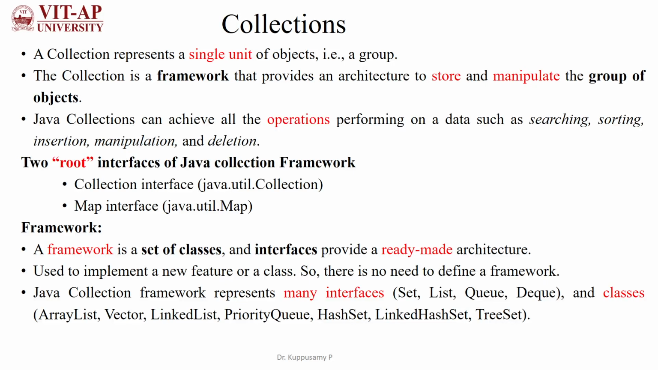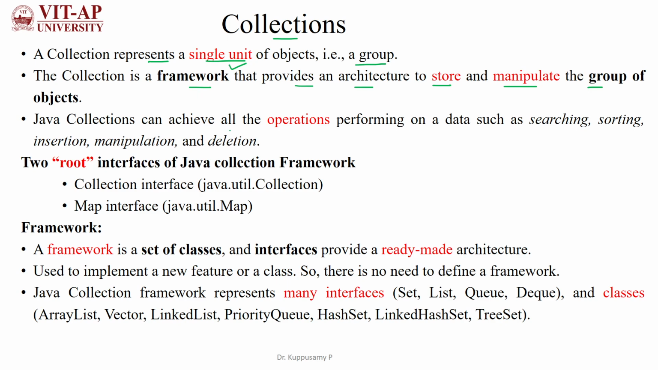Hello everyone, here we will discuss the collections framework in Java. The collection represents a single unit of objects. That means a group of objects will be represented as a single unit in Java programming. The collection is a framework which provides the user an architecture or template to store the data and manipulate the data by using a group of objects.